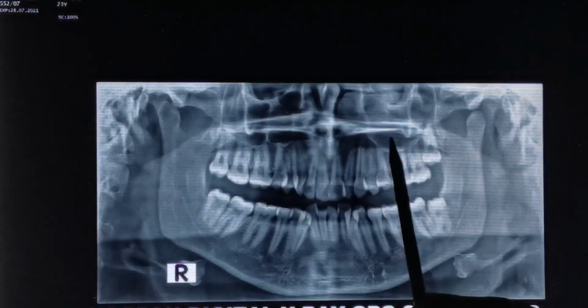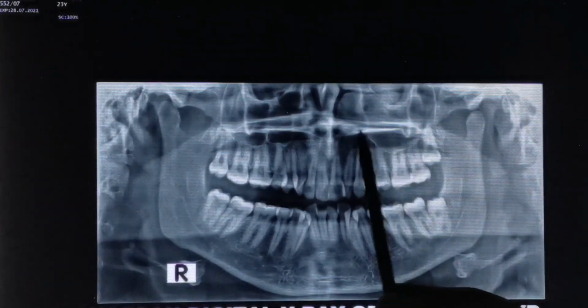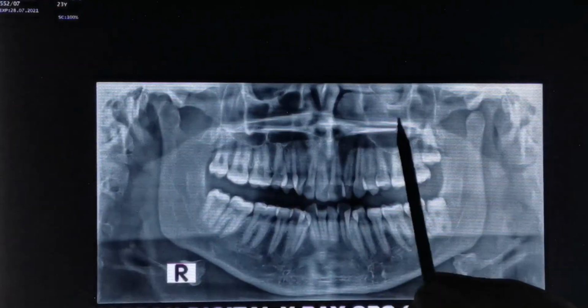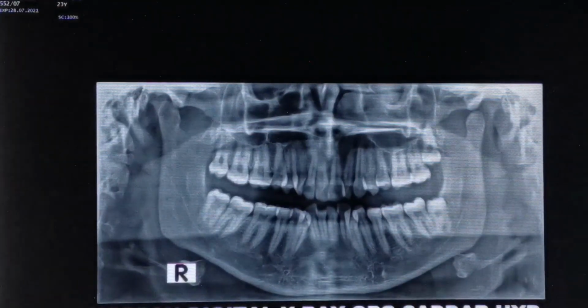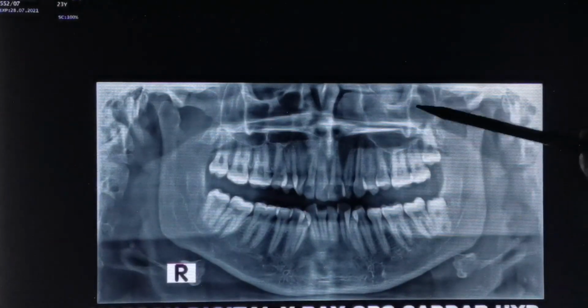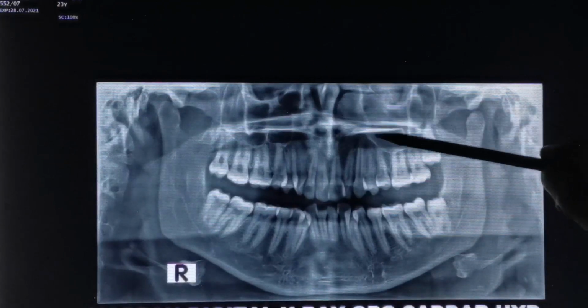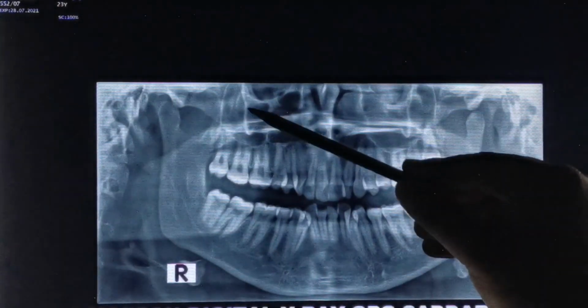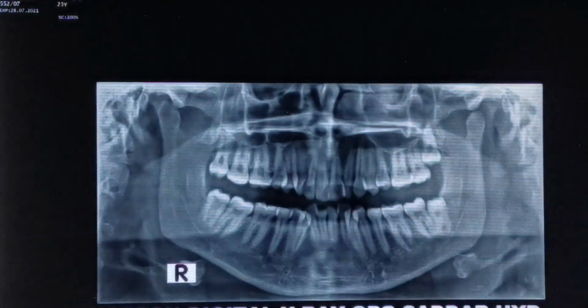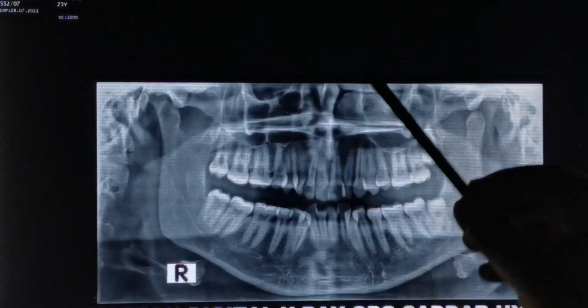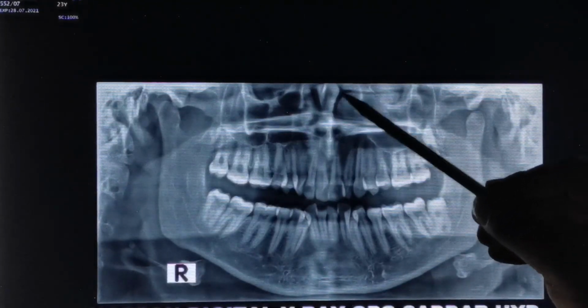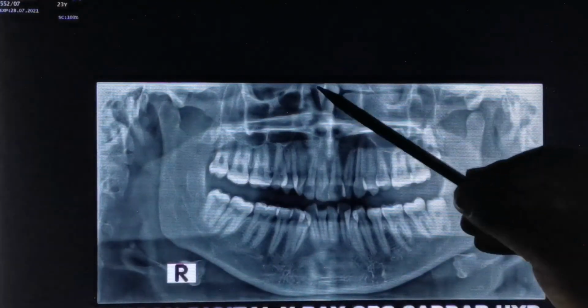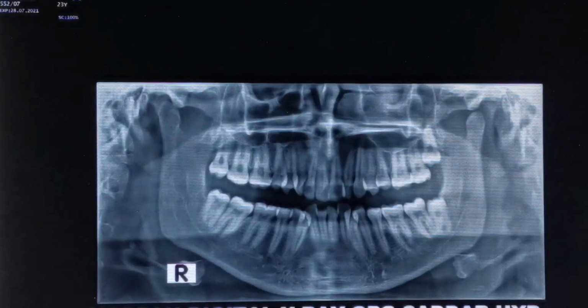Now moving up, you can see this dark white line extending from here to here. This is called the hard palate. Above the hard palate, you can see white lines making a circle here and here. These structures are the sinuses, the maxillary sinus region. And this is the frontal region where the nose lies. Here you can see the fossa, the nasal fossa area. And over here there is another sinus, the frontal sinus.